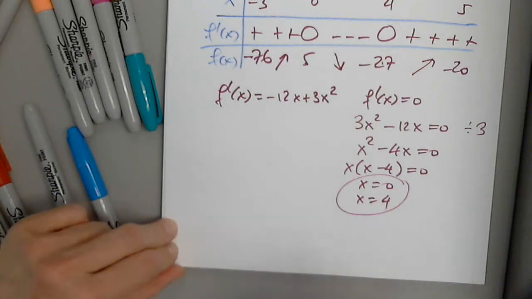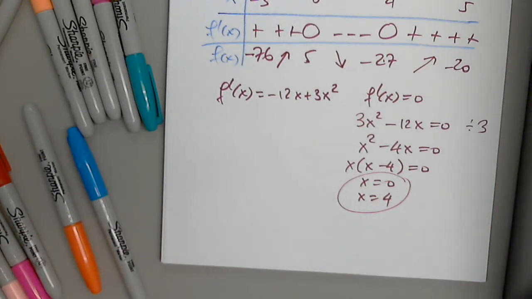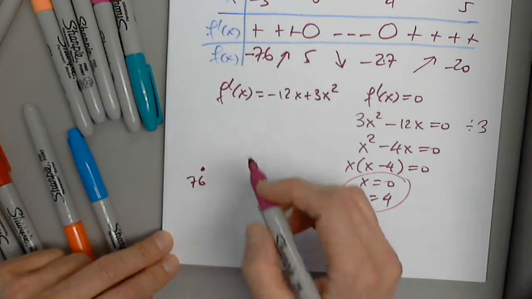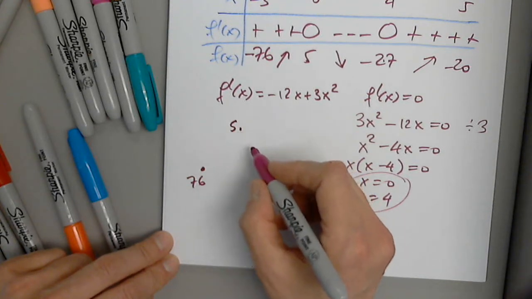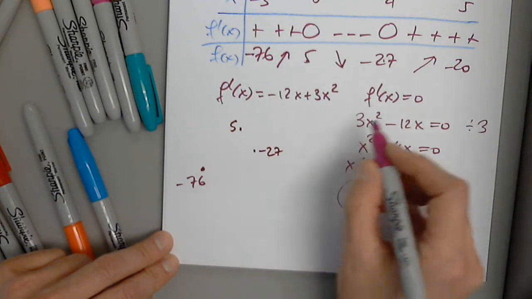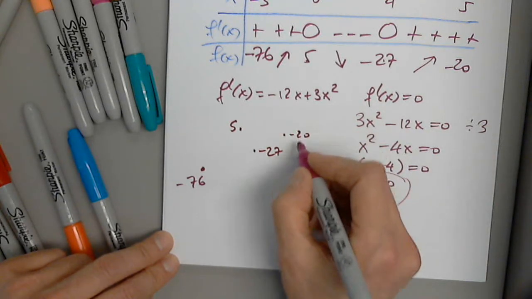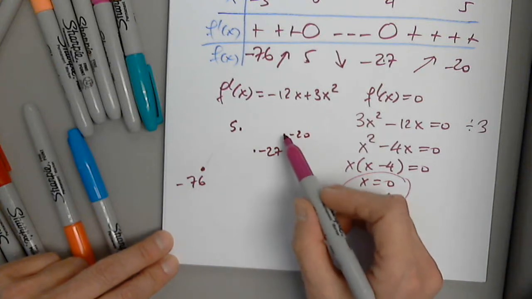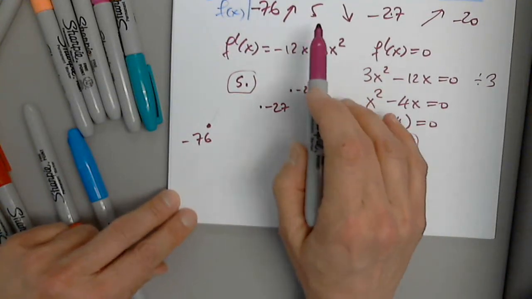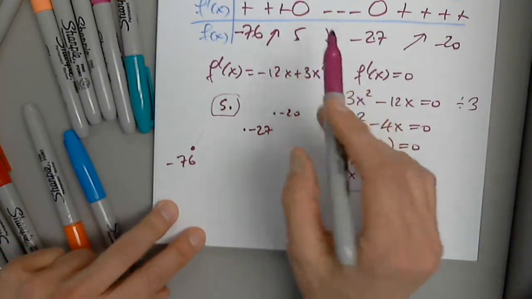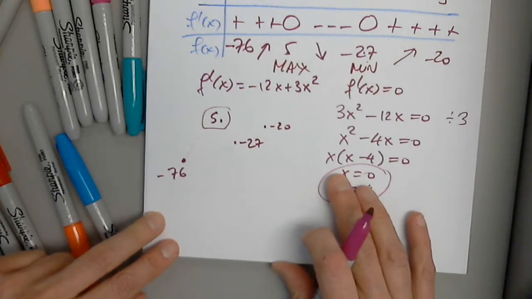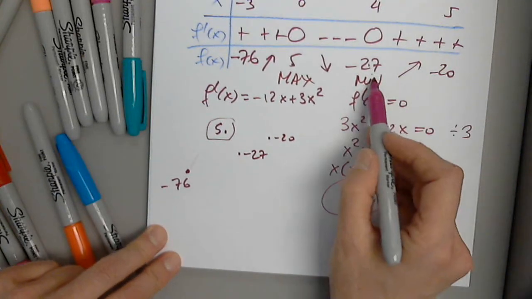So now if you want to make a picture, not a graph, this will be -76. I'm talking about y values. This will be +5, -76, -27 will be here, and -20 will be here. So something like this. I'm not graphing the function. But obviously, this must be the absolute max, and it's very clear, positive, negative. So it's a maximum. This is a minimum, but it's not the absolute minimum.